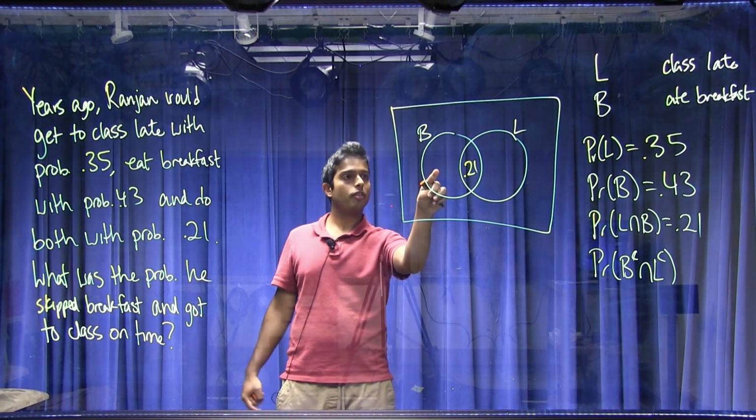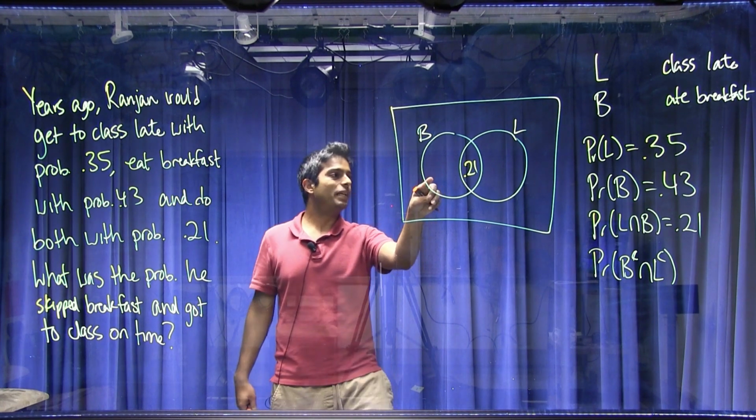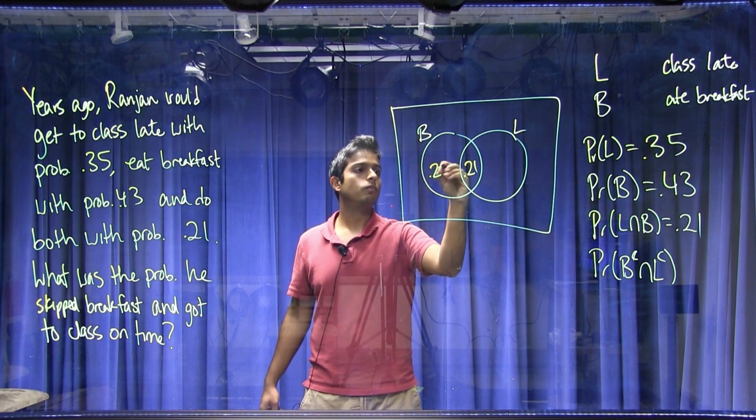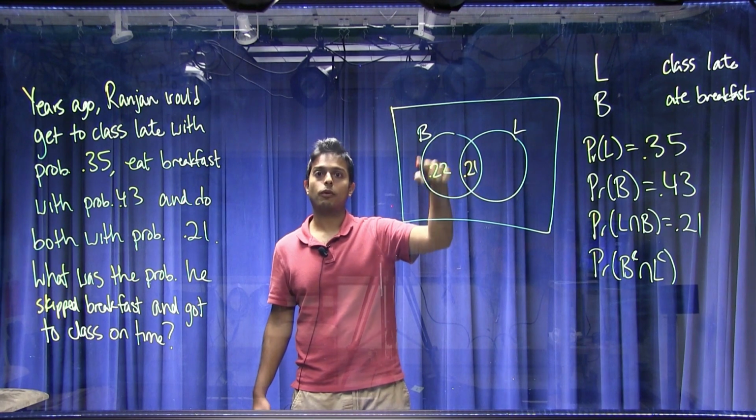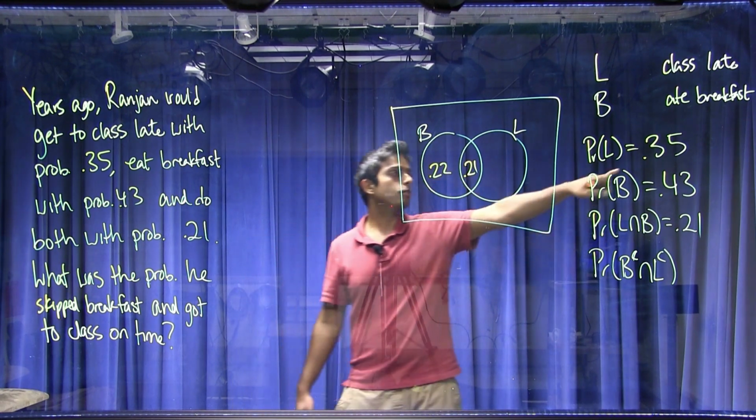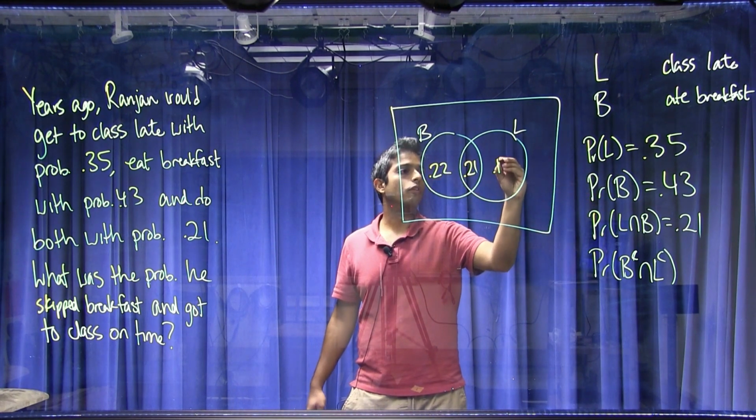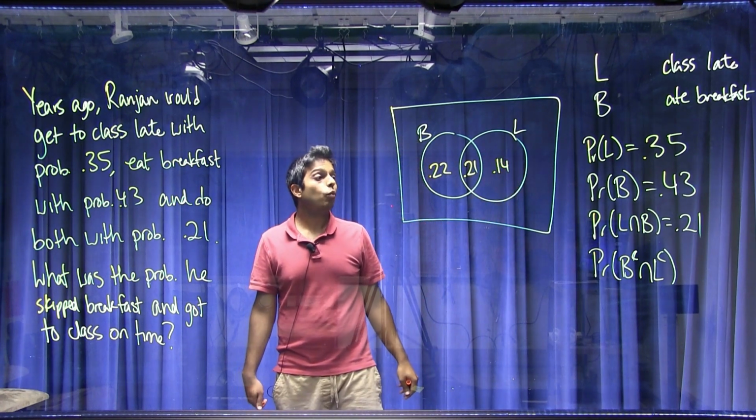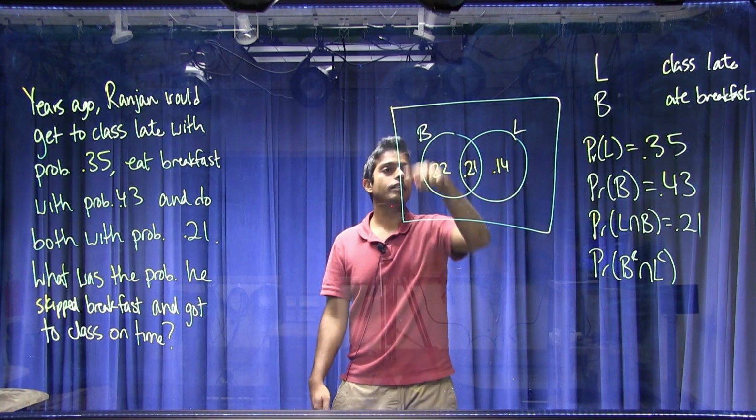So this part here, the part that's in B and not in L, well, B total is 0.43, so this part has to be 0.22, right? So then this adds up to 0.43. L total is 0.35, so this part is 0.14, so that this adds up to 0.35. And then what we want is the outside area.